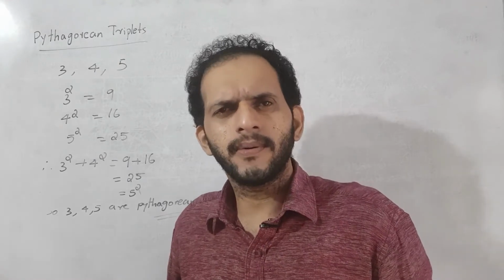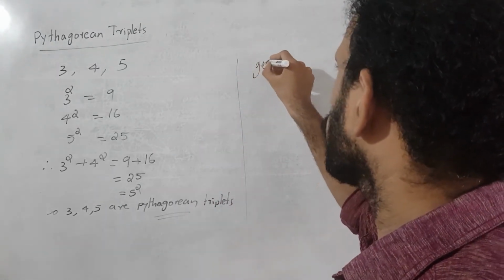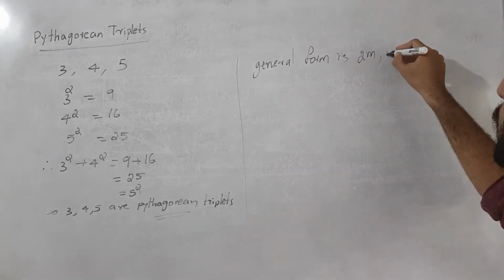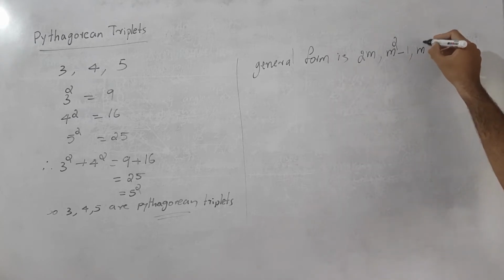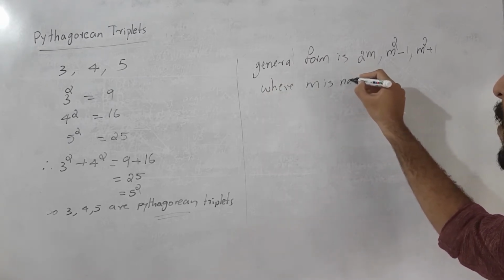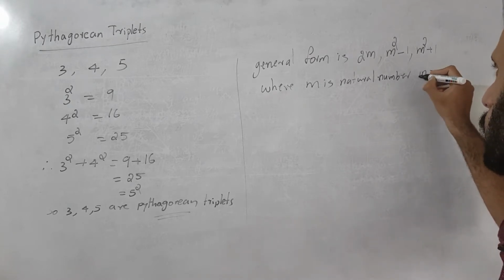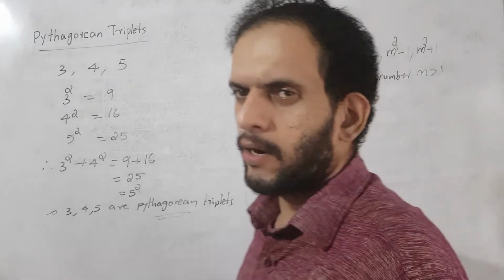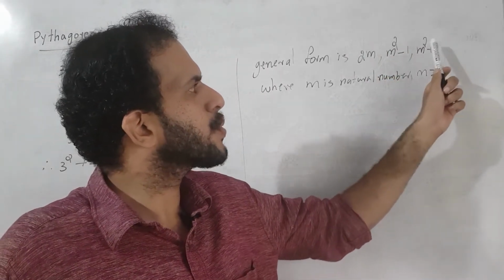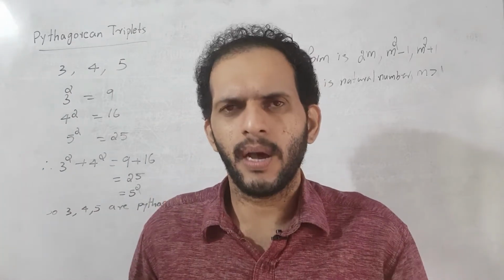Then, what is the general form to find a Pythagorean triplet? The Pythagorean triplets are always in the general form 2m, m square minus 1, and m square plus 1, where m is a natural number and m is greater than 1. M is any natural number greater than 1.